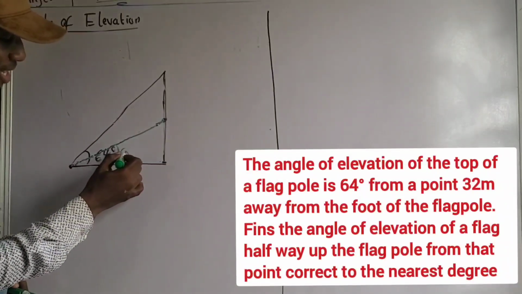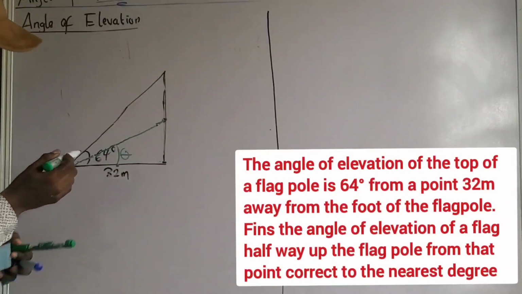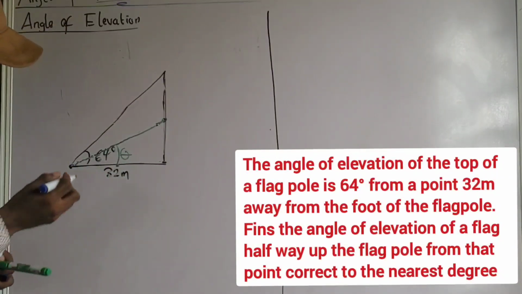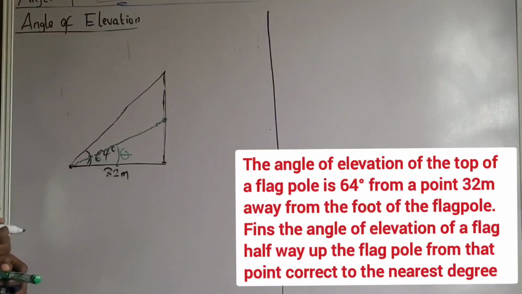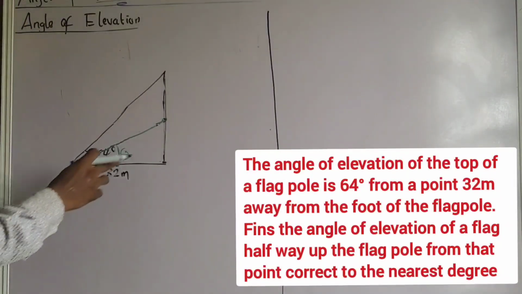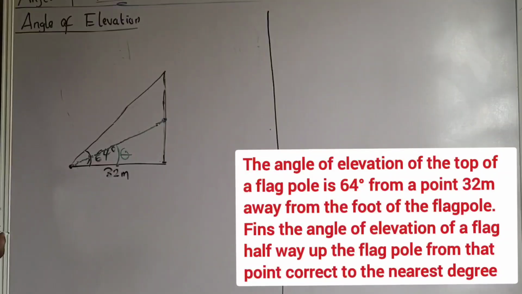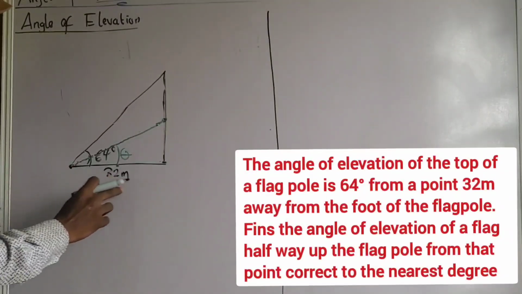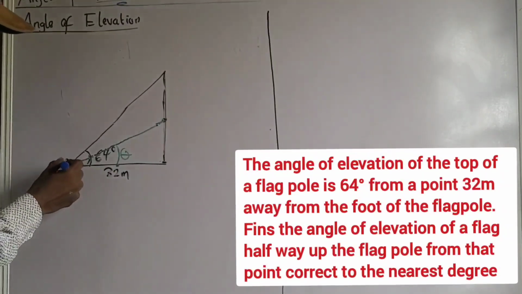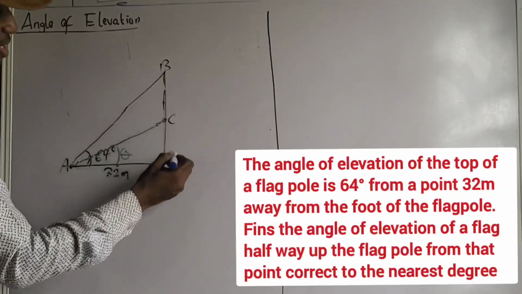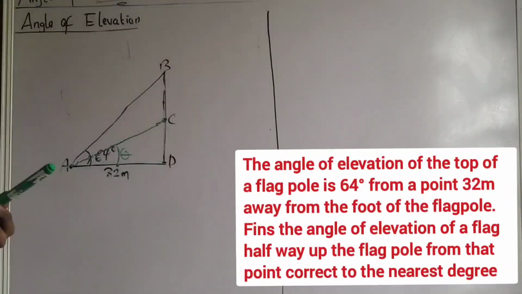So let us represent it as theta. You understand? And don't forget that the total angle here is 64 degrees. Okay. So how do we find this angle? We are given this. Let us leave that. This is A, B, C, D. Okay. So with respect to the information that we are given, how do we find this angle?